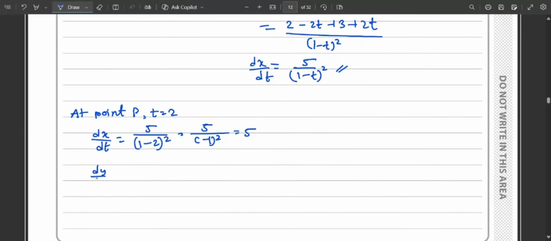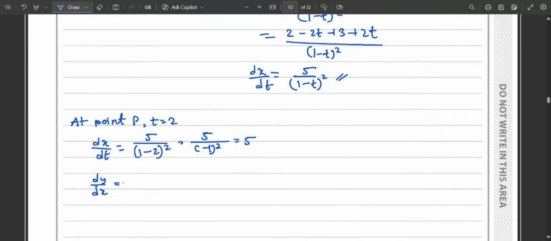Now for dy by dt, we know the expression is minus 2t. So minus 2 into 2. I'm substituting t equals 2 in every single equation. So in place of t, there will be 2. In place of t, I have written 2. This will give us minus 4. So now we can find out the gradient of our curve C at point P.